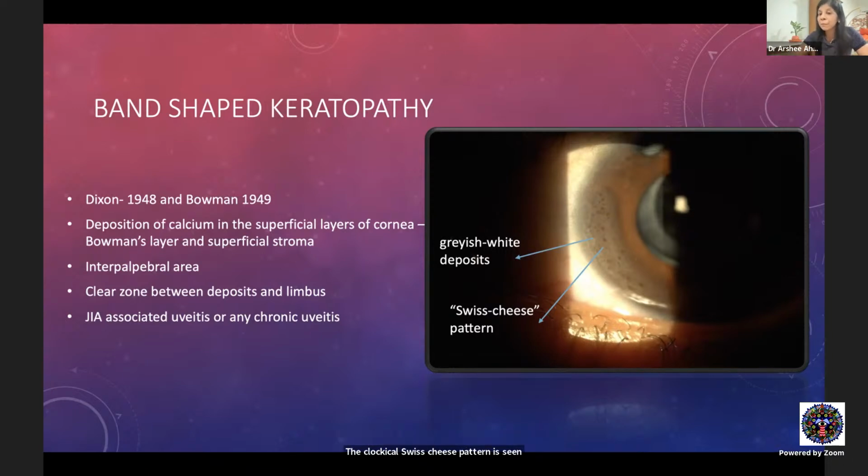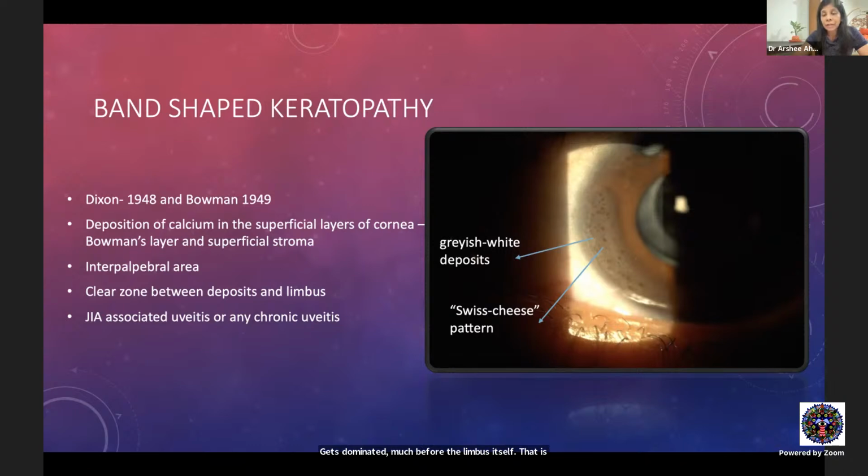Another important thing to keep in mind is that these deposits do not reach the limbus. There is a lucid interval there which can help you differentiate. Why is that interval there? Because the Bowman's layer, where these deposits happen, gets terminated much before the limbus itself. That is why that lucid interval is present.